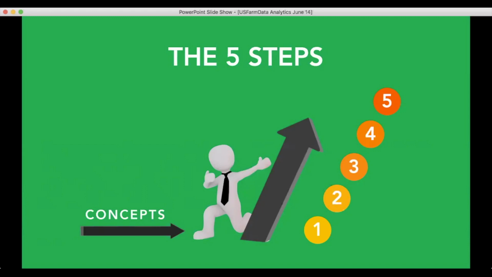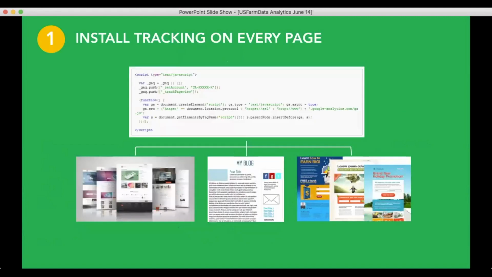So the 5 steps you take. You may have done some of these, you may have done all of them, you may have done none of them. Either way, let's pop into them. Number 1 seems very obvious, but install tracking on every single one of your properties. So your site, your public pages that are out there, your blog.